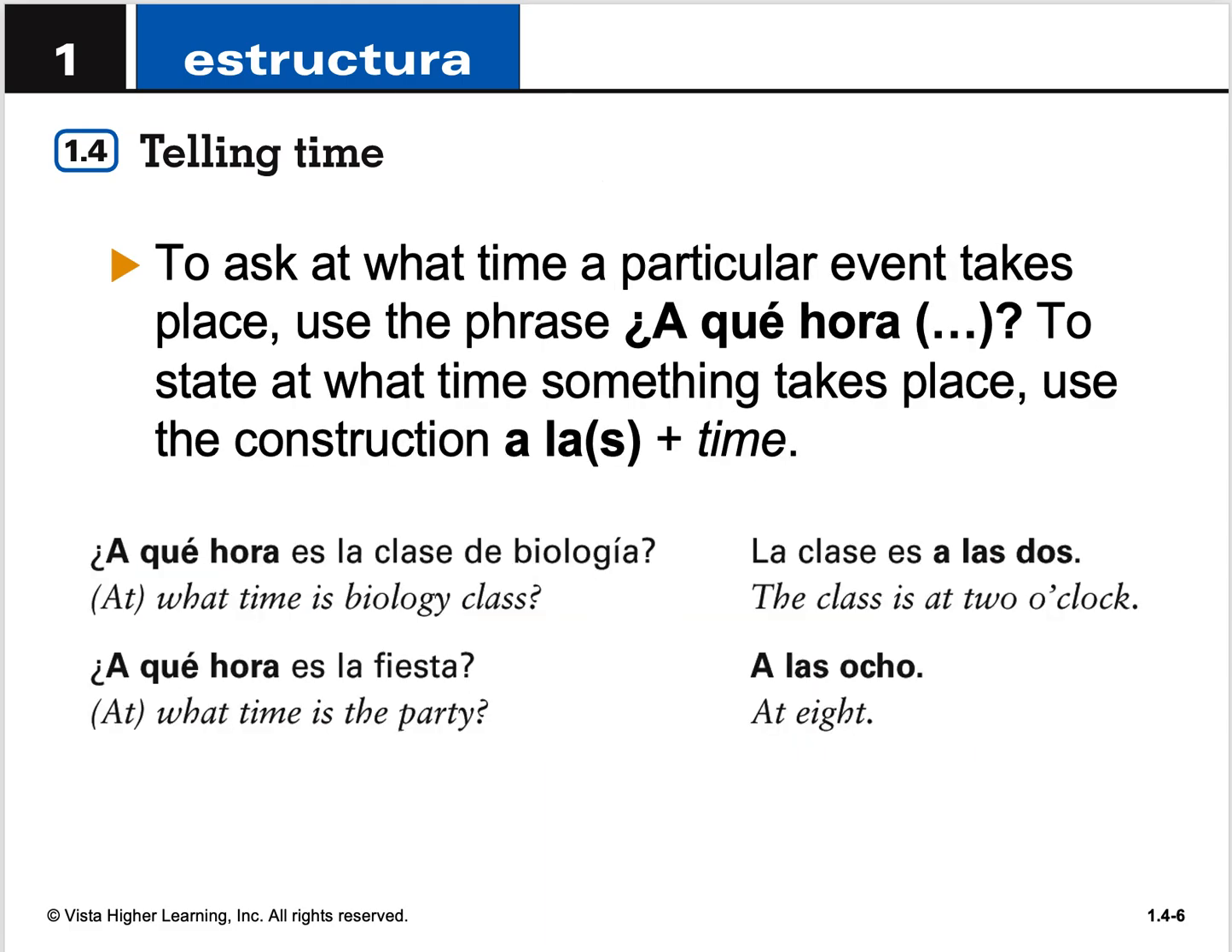If I want to ask what time an event is at, which is the whole reason we learn to tell time, I would say "¿A qué hora?" followed by the event. To state the time that something takes place in response to that, I'm going to say "a la una" if it's singular, or "a las dos, a las tres." Anything other than one is going to be plural there.